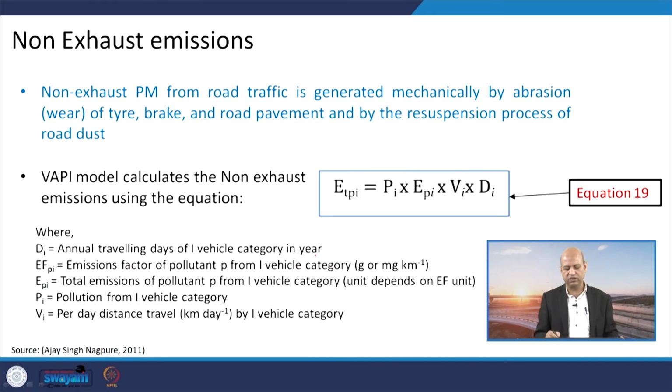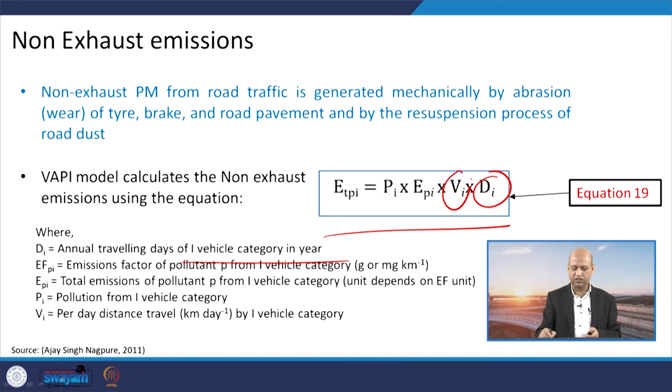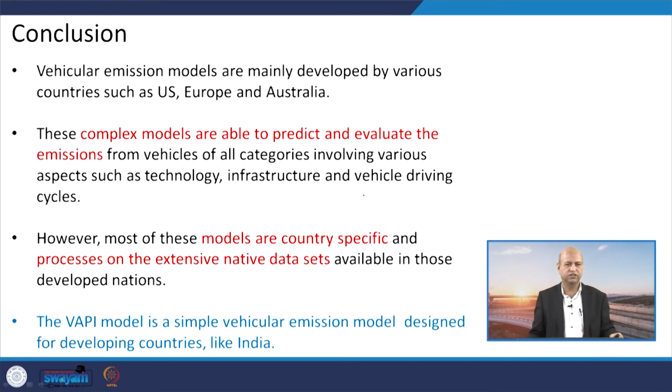Non-exhaust emissions are estimated by this relationship, and this is because of brake and tire abrasion, wear and tear, depending upon how many annual days are travelled and how much the per-day distance is. And this is the total emissions of the pollutants, and Pi is pollution from a particular vehicle category i. Then the summation is taken, so that the cumulative value is estimated.